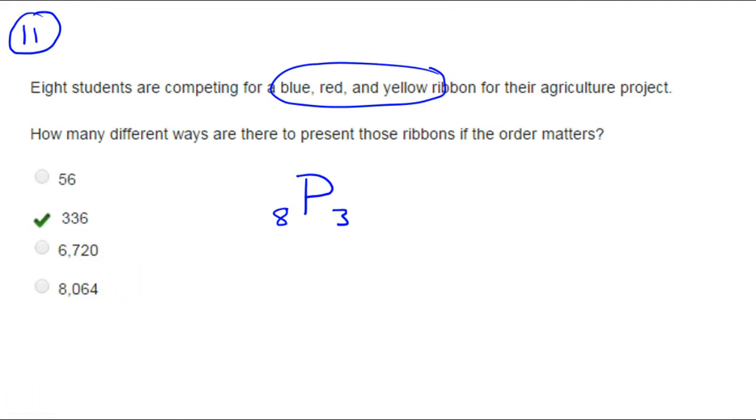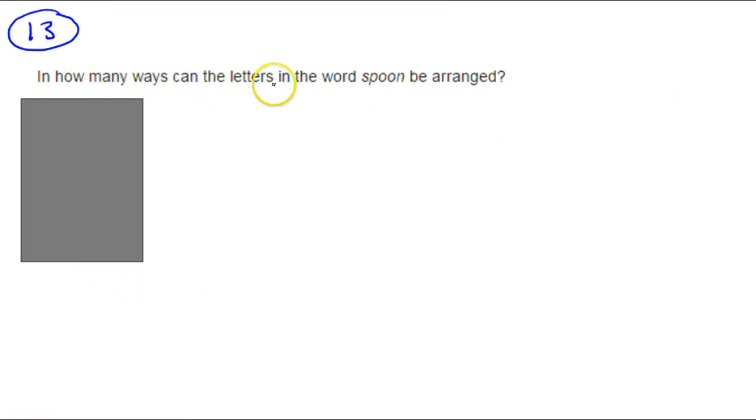Boom! In how many ways can the letters in the word spoon be arranged? Let's see. We have 1, 2, 3, 4, 5. We have 5 letters. So the total number of ways that those letters can be rearranged is 5 factorial. However, 2 of the letters are repeated. So we're going to have to divide by 2 factorial.